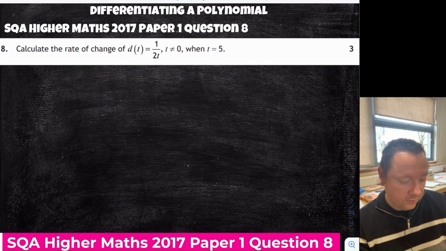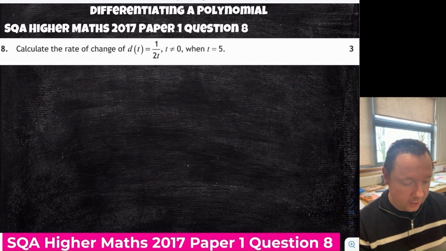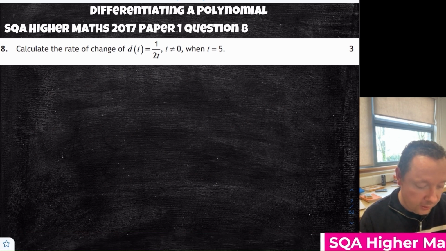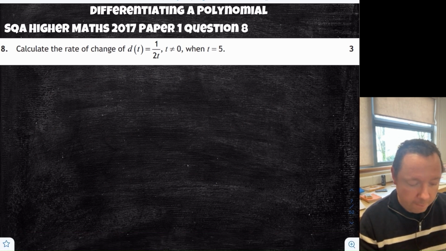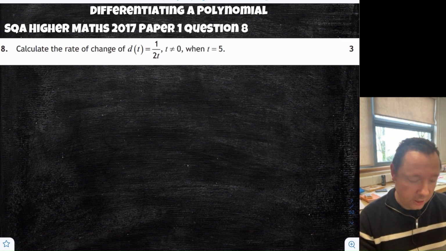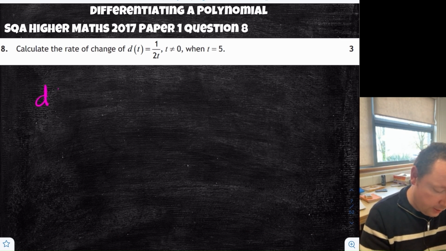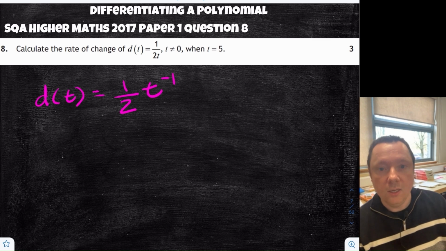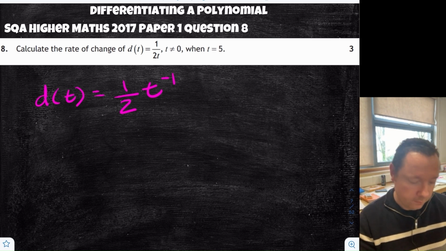SQA Higher Maths 2017, paper 1, question 8, on differentiating a polynomial, calculate the rate of change of d of t. d of t is equal to 1 over 2t. So we need to get it ready to differentiate. Always need to do that. So d of t is equal to 1 over 2 t to the minus 1. Do not be tempted to move this 2. That's just a half still. Separate it out. It's just the t that's moving.